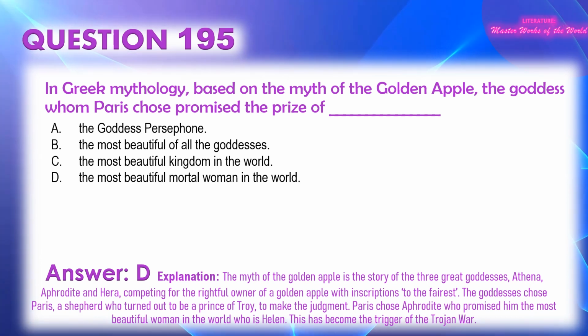The myth of the Golden Apple is a story of the three goddesses Athena, Aphrodite, and Hera competing for the rightful owner of the golden apple with inscriptions to the fairest. The goddesses chose Paris, a shepherd who turned out to be the Prince of Troy, to make the judgment. Paris chose Aphrodite, who promised him the most beautiful woman in the world, who is Helen. This has become the trigger of the Trojan War.